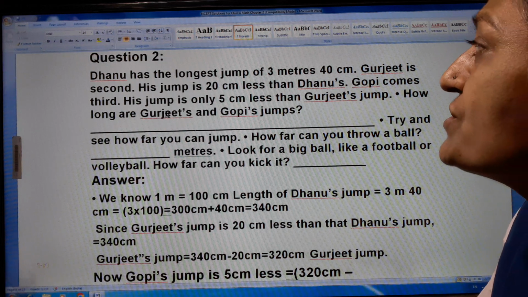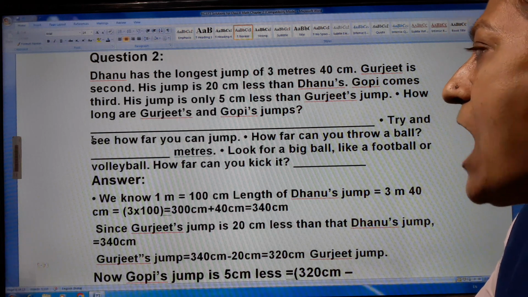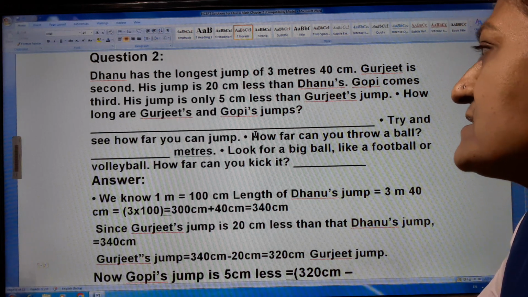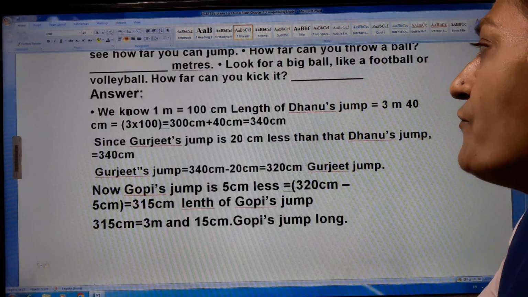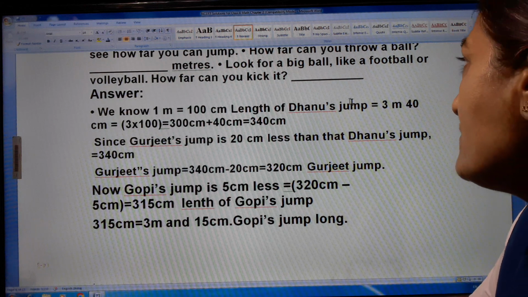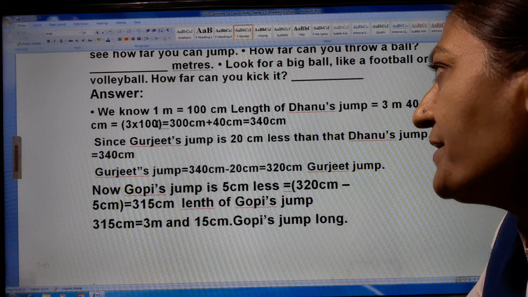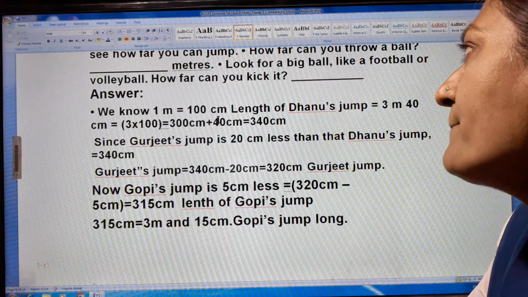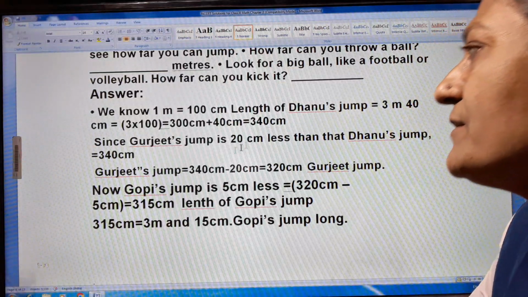How long are Gurjit's and Gopi's jumps? So we have to find out. See how far you can jump. First of all, we give Dhanu's answer. We know 1 meter is equal to 100 centimeter. Length of Dhanu's jump is equal to 3 meter and 40 centimeter. So 3 into 100, 300 centimeter plus 40 centimeter means 340 centimeter.